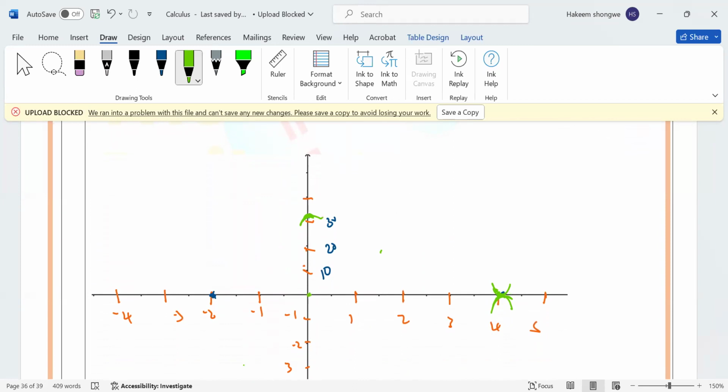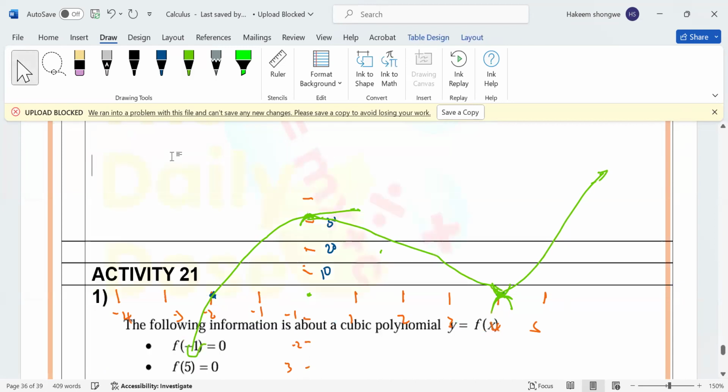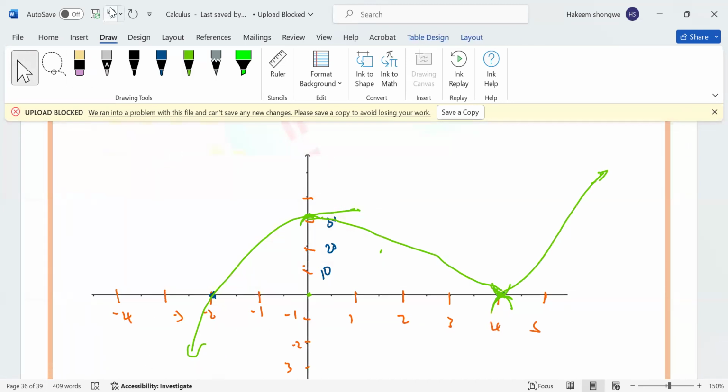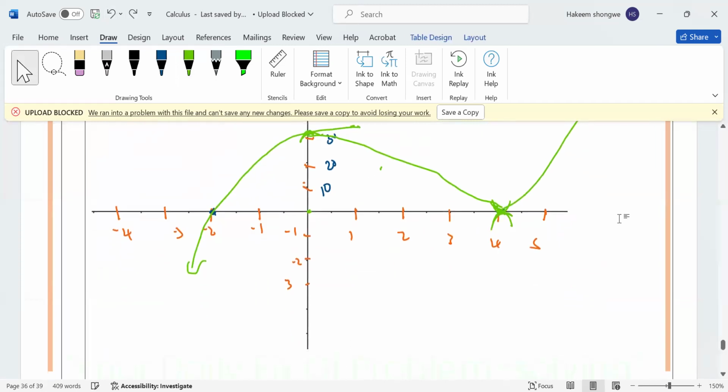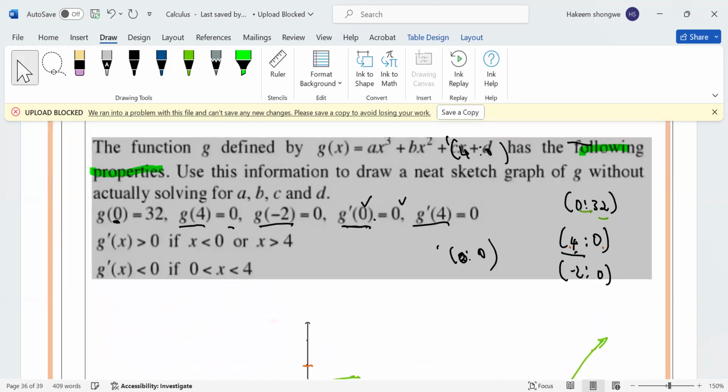So how is our graph going to look like then? Our graph is going to look like this. And this is how our graph is going to look like. Now let's check whether it satisfies all the conditions that they are talking about here. Look at this. They said something like this.